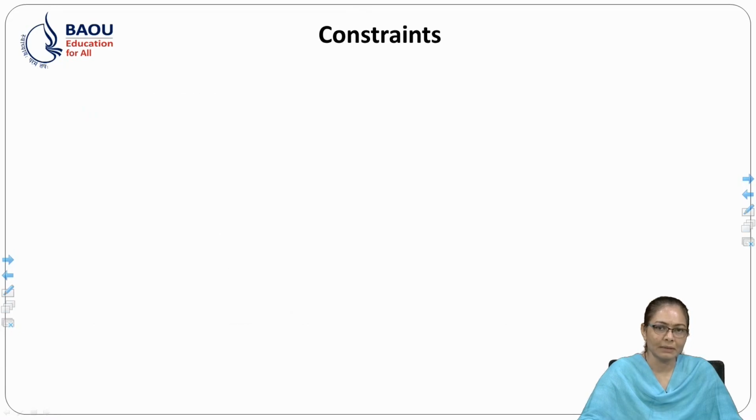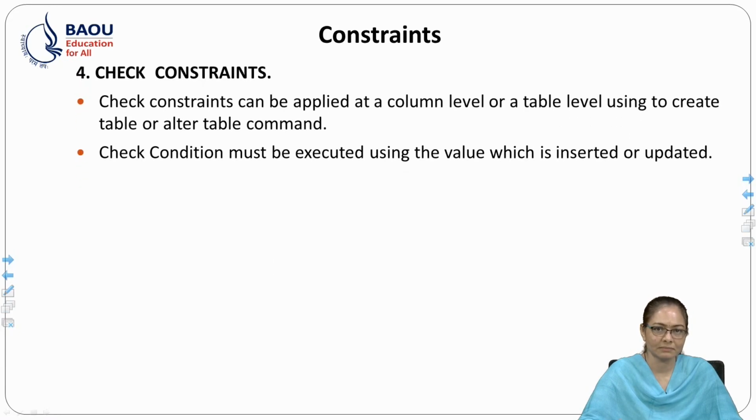The next important constraint is the check constraint. It creates the object with the check constraint. The business manager determines or decides the business rules. These rules are applied on the data. It will apply when the data is being inserted or updated into the table columns. A check constraint can be applied at the column level or at the table level using the create table or alter table command. The check constraint must be evaluated using the value which is inserted or updated.